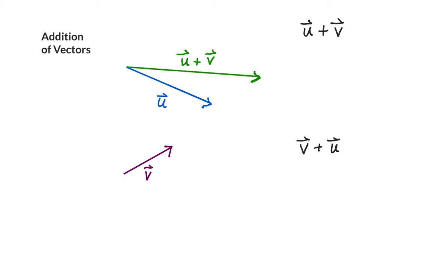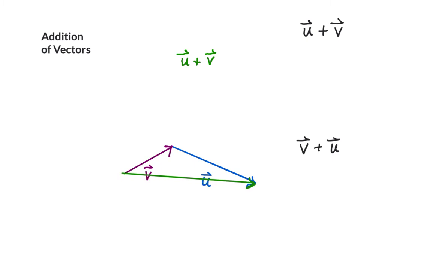Also, it does not matter in which order you add. If you start with the initial point of vector v and add vector u to it, we get the same resultant vector because it has the same magnitude and the same direction.